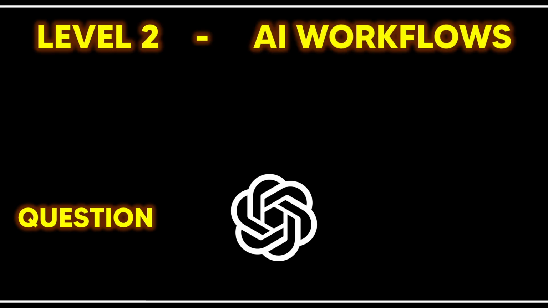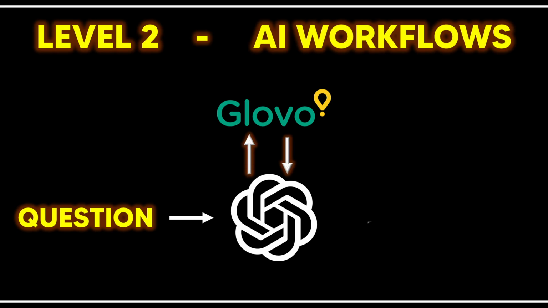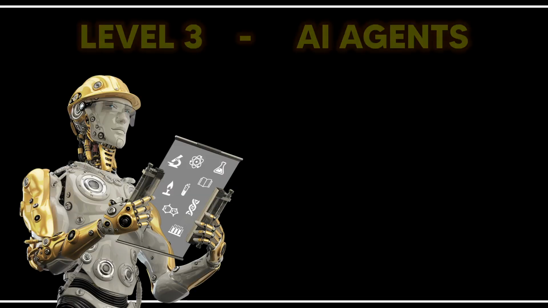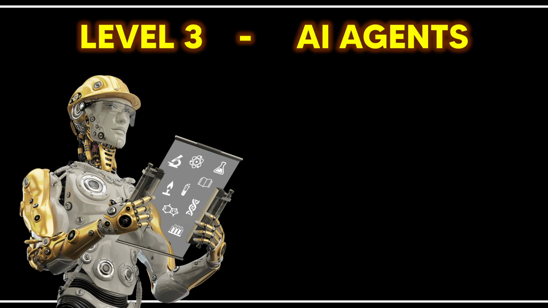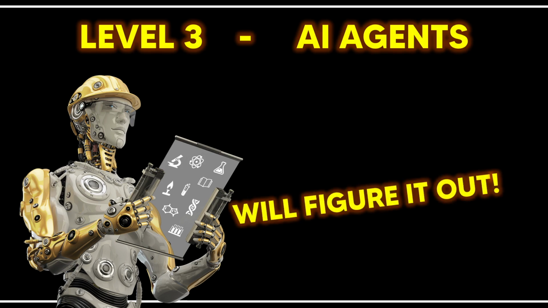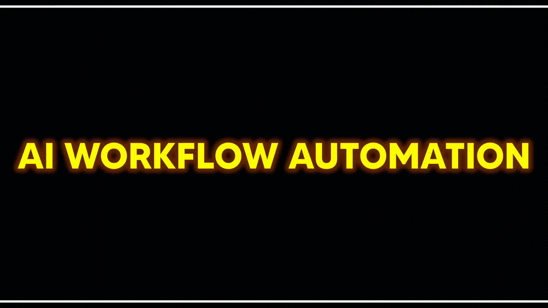For the level 3, AI agents. This AI agent, well, we just figure it out, and that's it, right? It does everything for you. It acts for you, just like you would do, right? It does everything for you, and that's just it. So we are just going to get started with AI workflow automation, right?